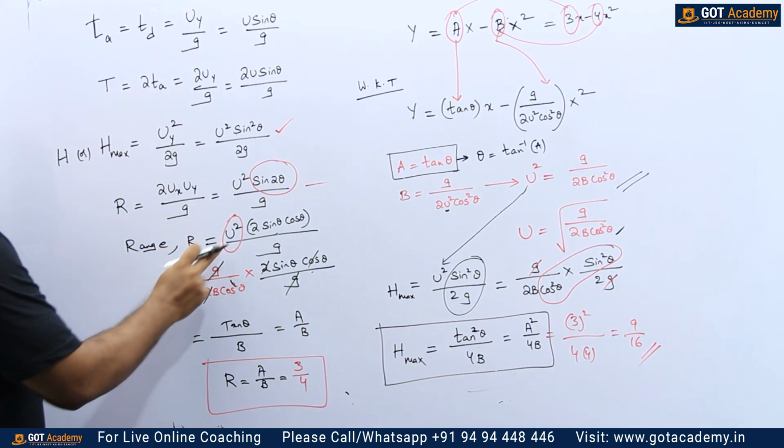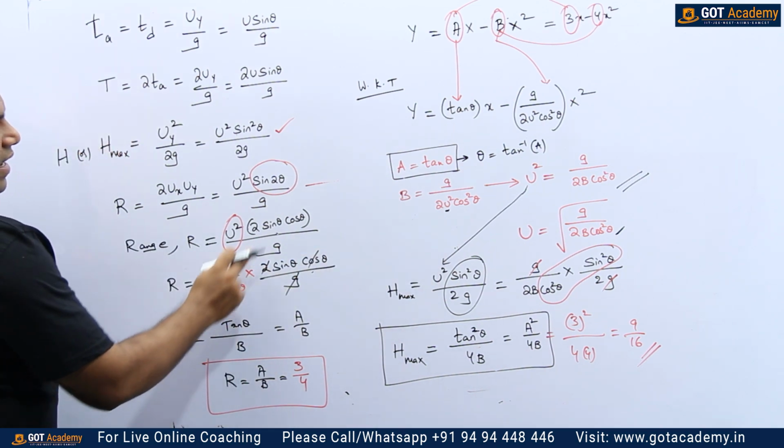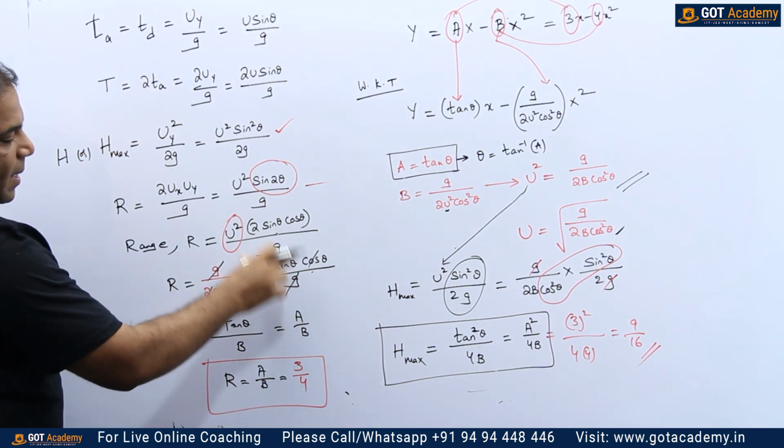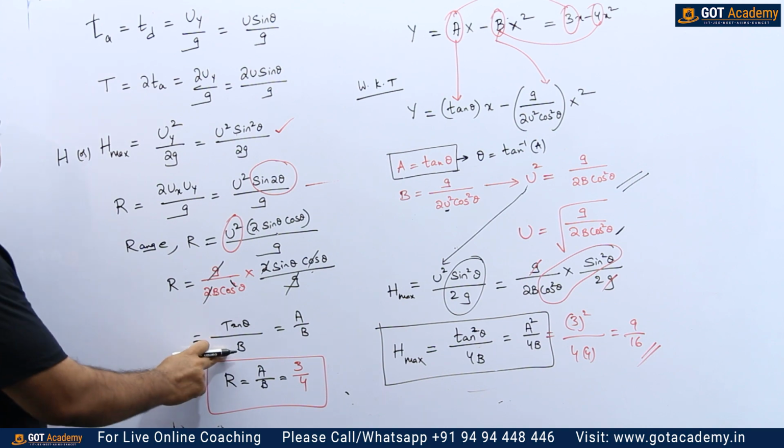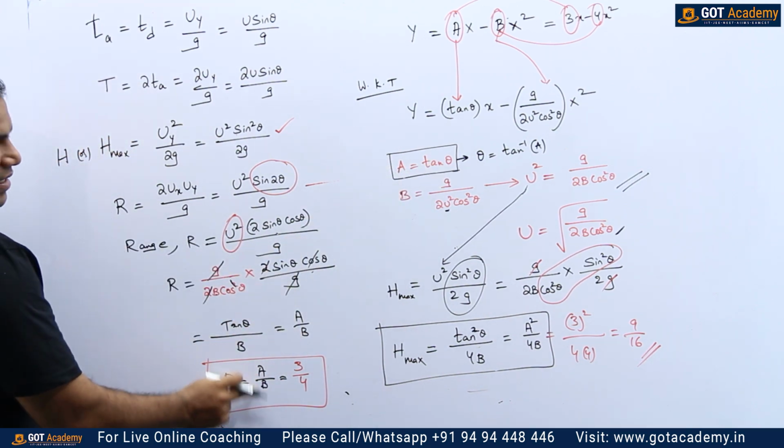Range R. So, u square is there. Same thing what we are having here, it was substituted here, and 2 sin theta cos theta by g was written. By simplifying everything, you will get tan theta by b. What is tan theta? It is equal to a. So, a by b. So, the range formula is a by b.